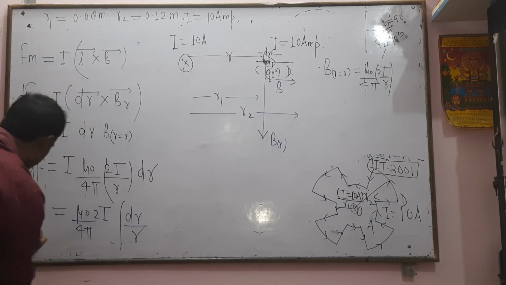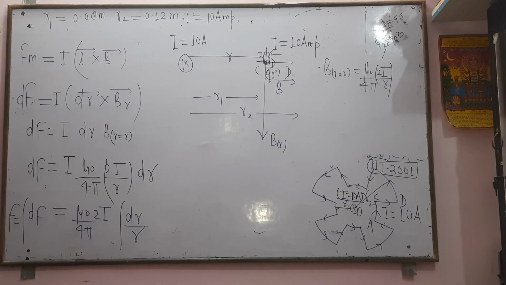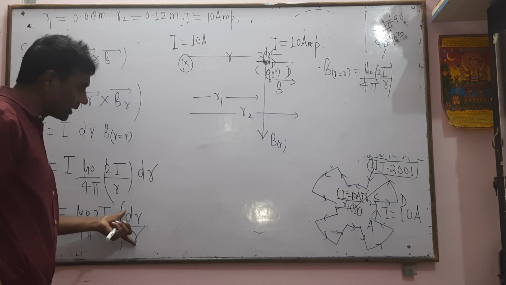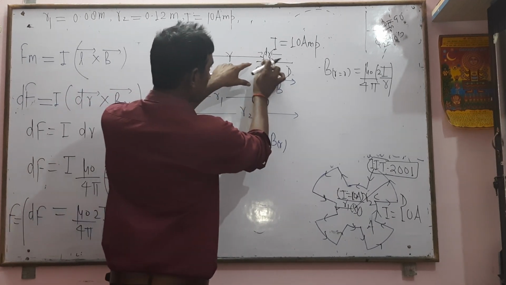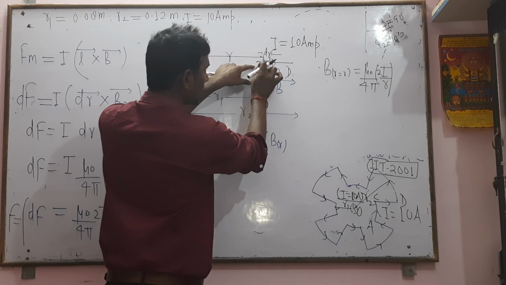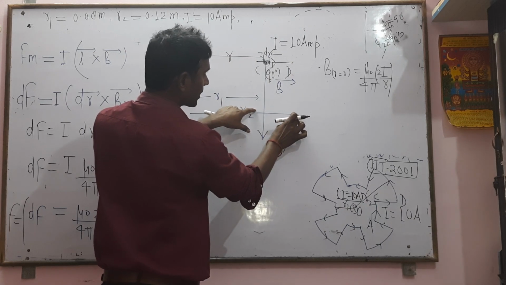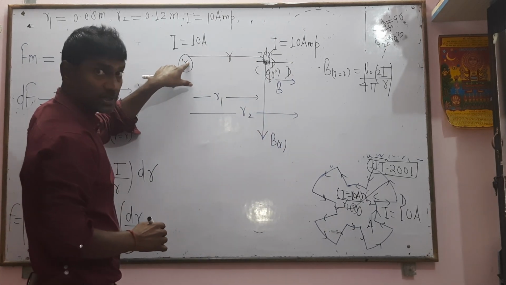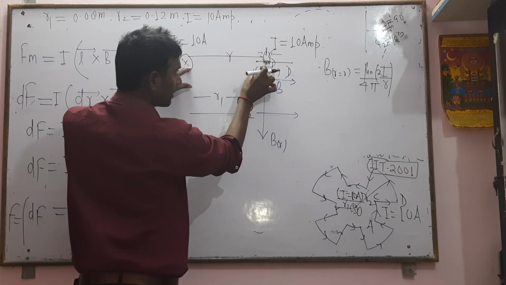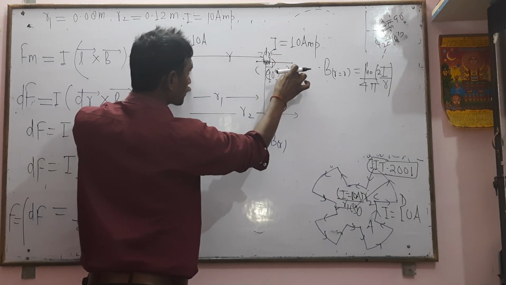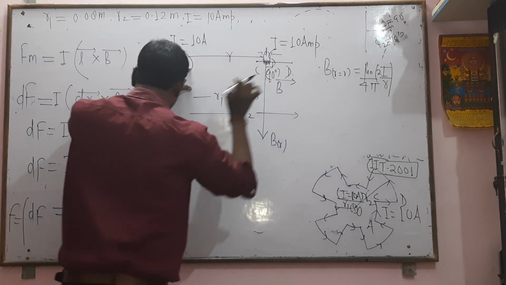Now we integrate here: integration of df equals mu naught by 4 pi, 2I into dr divided by r. Here dr is the length going from C to D. The dr length, initial will be C and final will be D, so the length is R2 minus R1. We start from the center O, so R equals R1 is the C position, and R equals R2 is the D position. So R equals R1 is the lower limit and R equals R2 is the upper limit.